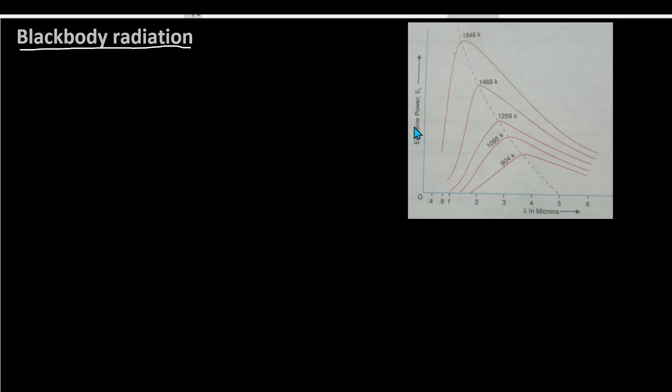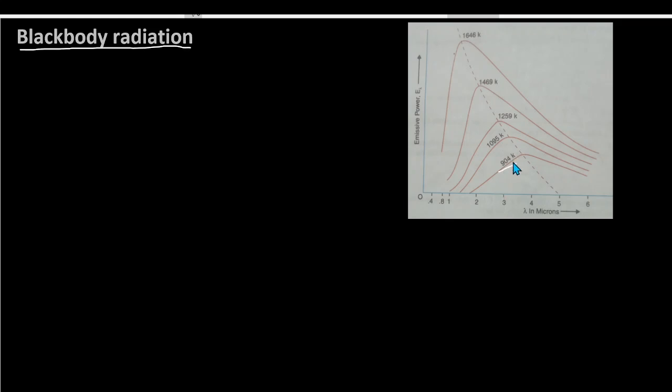So I hope you all know what the emissive power is. Emissive power is generally the intensity, or the radiant energy per unit surface area per unit time. This is what the emissive power is, or you can say it is the intensity, and here lambda is in microns. Okay, so what I told in the previous video is that if you heat a particular object, let's say at 904 Kelvin.